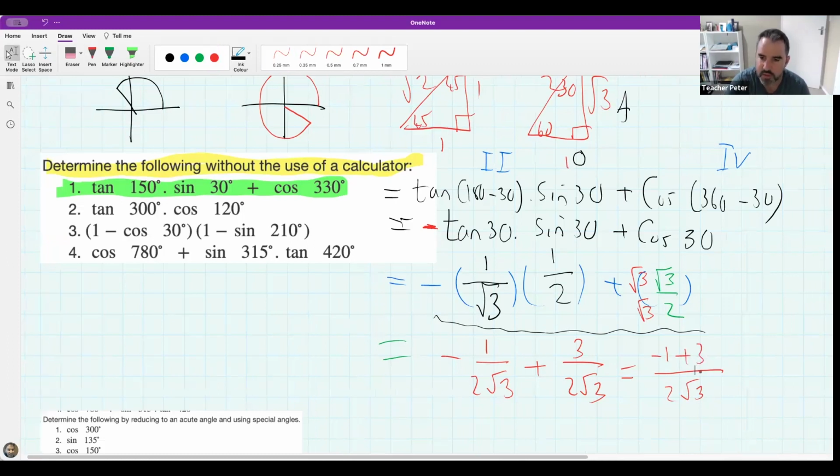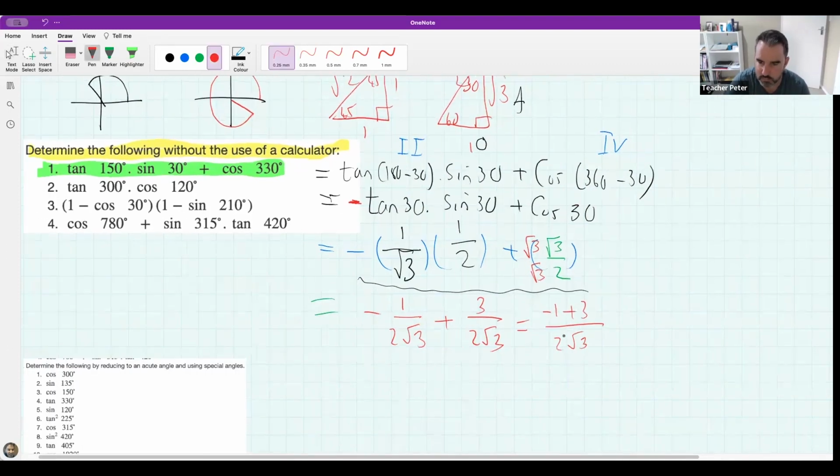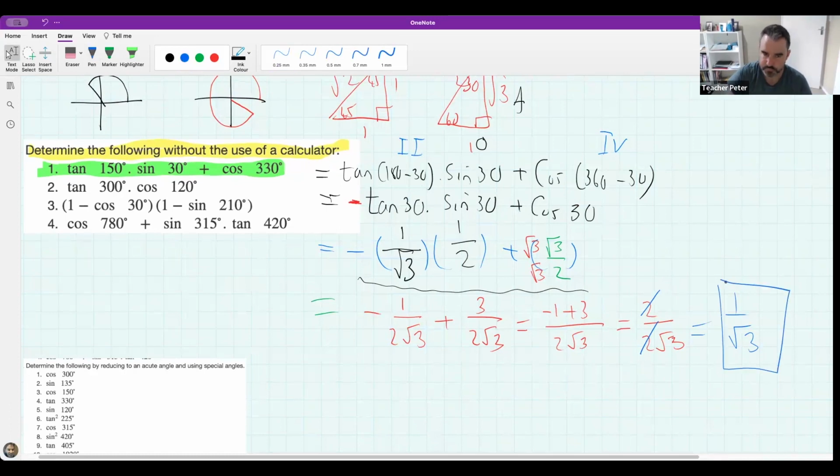So this is a bit of a sneaky ending, but I'm going to show it to you. And then minus 1 plus 3 is 2 over 2 root 3. But 2 over 2 is just 1. And so my final answer is 1 over root 3.